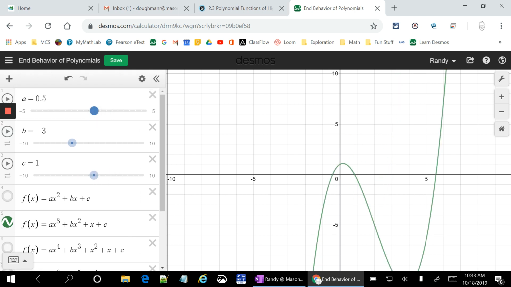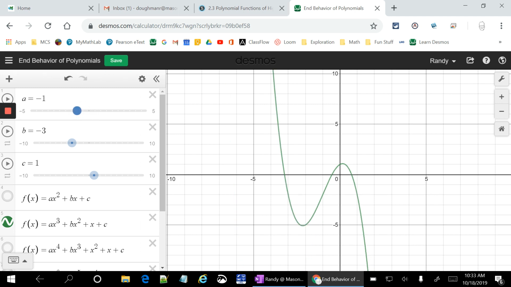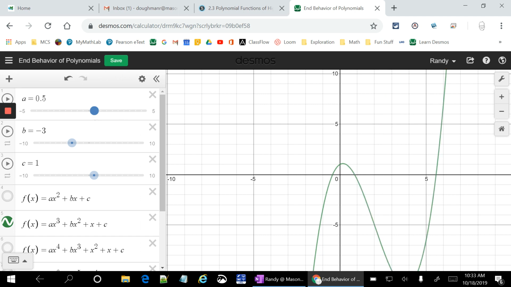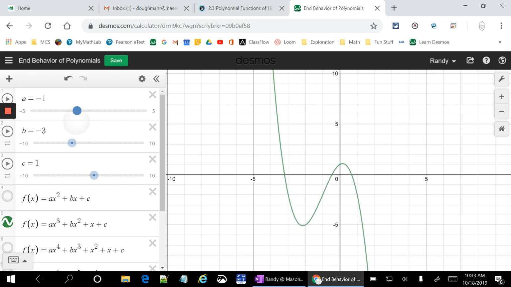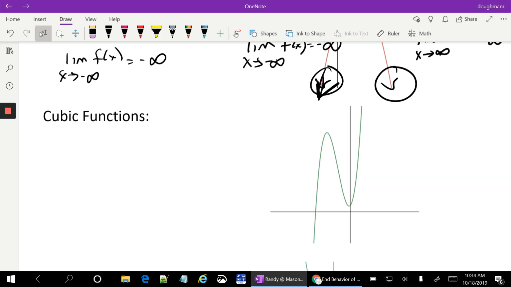But let's look at A, right? A is 0, oh, it's back. It's not a cubic anymore, it's a quadratic, but if I make A negative, see how the graph flips, right? And look at that end behavior. Negative, positive, all right? Let's just take that together and go back to our notes.